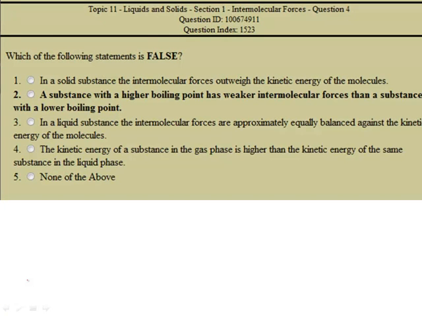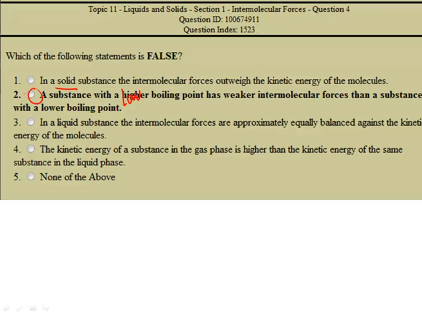Which of the following statements is false? So that means everything else is true. And let's just check this. In a solid substance, the intermolecular force outweighs kinetic energy of the molecules. And that's true. If the intermolecular force that's attracting them is greater than the kinetic energy, it's going to be a solid. A substance with a higher boiling point has a weaker intermolecular force. No, weaker intermolecular forces make low boiling points. So that's the false one you're going to answer.